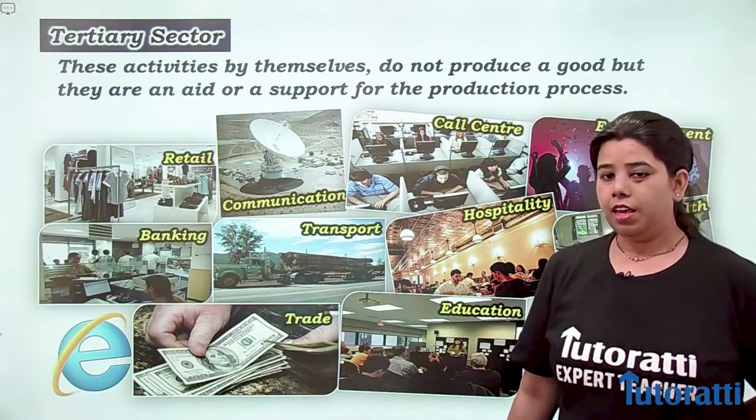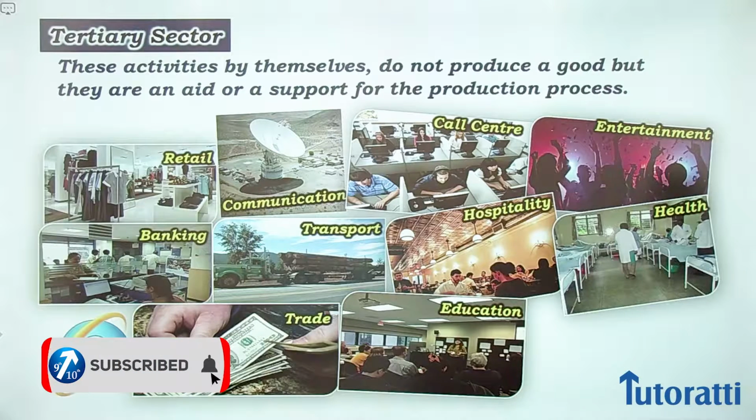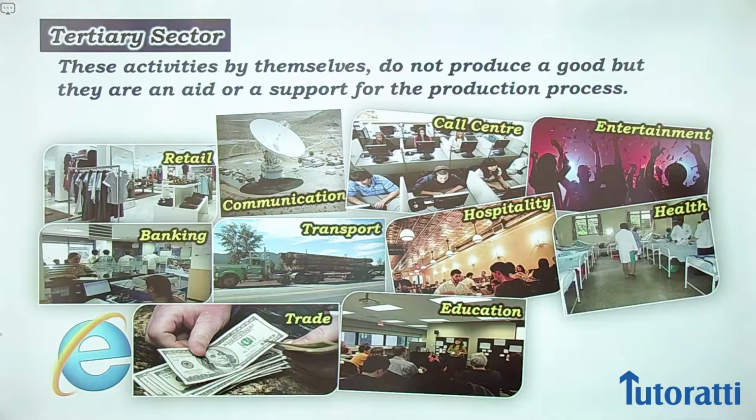Like we see here, a number of tertiary activities like entertainment, hospitality, education, trade, banking, communication. They do not produce goods, but they help in the production process. Communication से कैसे production process होगा? Like you require 1000 bundles of cotton. तो आप क्या करोगे? You will call the store, you will ask them, do you have 1000 bundles of cotton? I need to buy it. So is it facilitating that process?